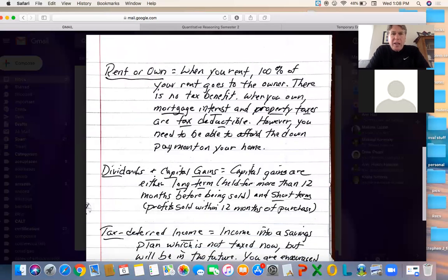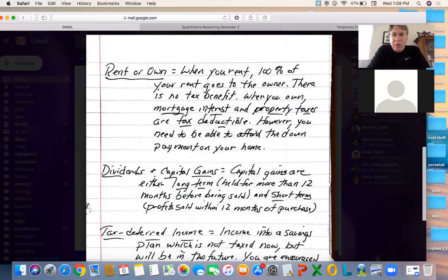Next question: from a tax perspective, is it better to rent or own the house you live in, or the apartment, or the condo you live in? And here's what you're looking at. When you rent, 100% of what you pay for rent goes to the owner, and there is no tax benefit when you file your taxes. So if I rent, all of my monthly rent is going to the owner, and when I fill out my taxes, I don't even indicate that anywhere on the tax form.